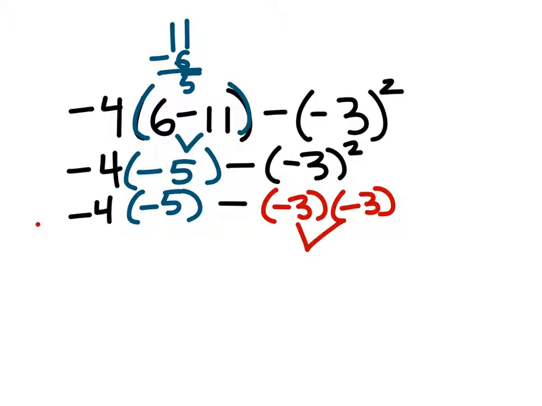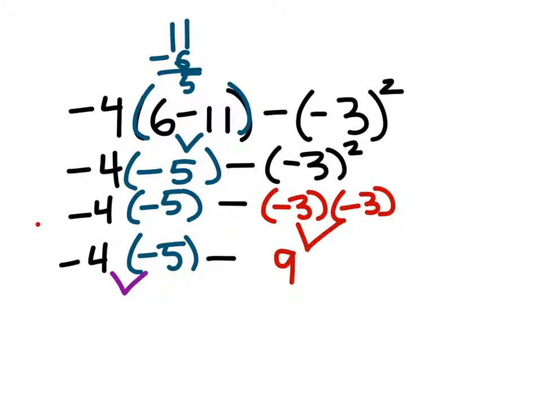Just sticking with what the exponent would be, that's negative 3 times negative 3, which is 2 negatives being multiplied together. I've got 2 negatives, an even number of negatives, which makes the answer positive, and 3 times 3 is 9. Now, I'll show the positive for now, but in the overall expression, it's negative 4 times negative 5 minus a positive 9. Now that I see that it's positive, I don't really need to show that positive sign.